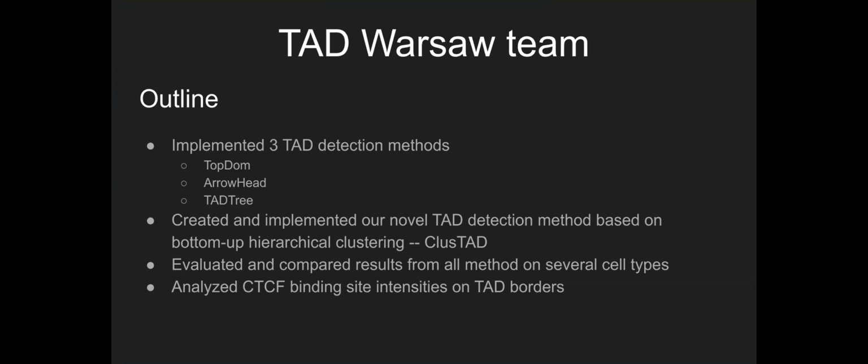So what we did: we implemented 3 TAD detection methods, that is TopDom, Arrowhead, and TADtree. We also created our own TAD detection method, which we call ClassTAD, because it's based on clustering methods. This method consists of the following steps. First, we start with each single pixel on the diagonal as a separate TAD. Then we use bottom-up clustering to create a more coarse TAD split.